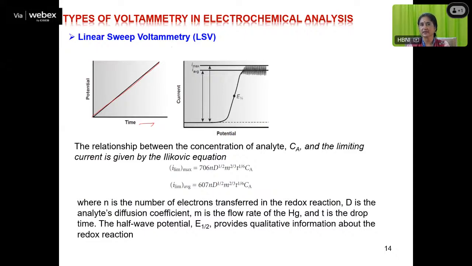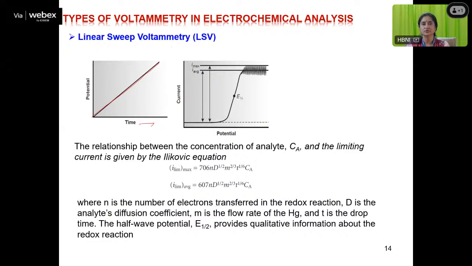The Ilkovic equation is a very famous equation in electrochemistry. So the expression is written here. Here you can see the terms, where n is the number of electrons transferred in the redox reaction. As you have seen, for copper it is 2, for silver it is 1, and like that. So you must know whatever system you are analyzing, you have that idea, and so you can know the number of electrons transferred in the redox reaction.